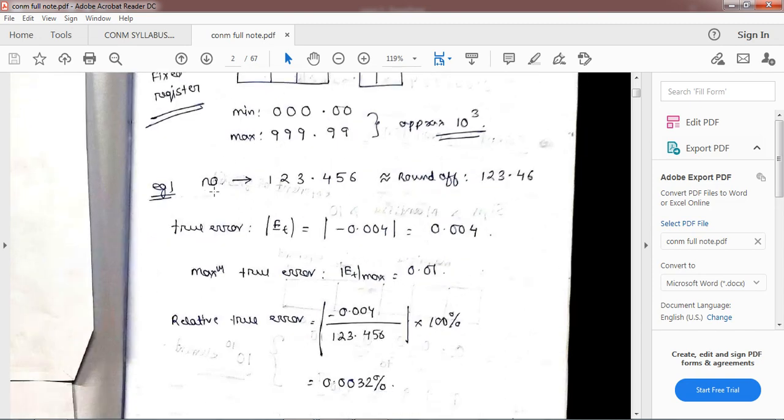Now let's see an example. I have a value 123.456.